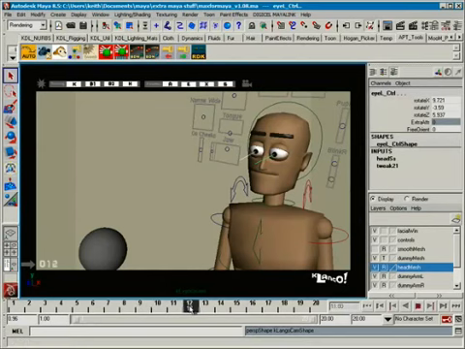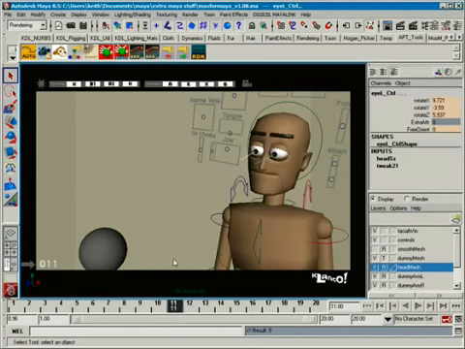But how do we do eye darts? Well, I do them fairly simply. I set a key, and I keep them all linear. I never spline out eye darts. I just don't spline them. There's no point. They're little saccades, quick little movements, like fireflies. So don't worry about splining them, because it takes some of the life off of them.